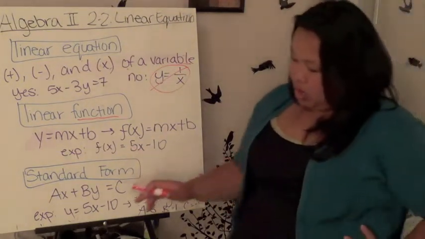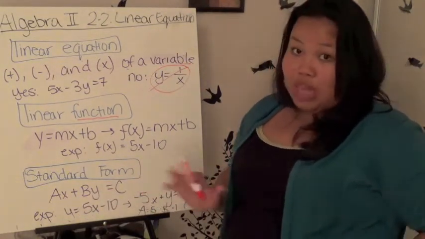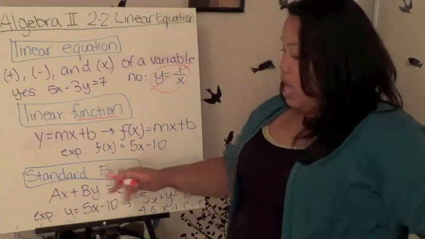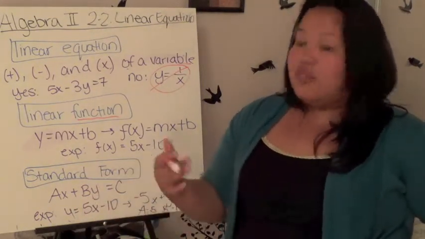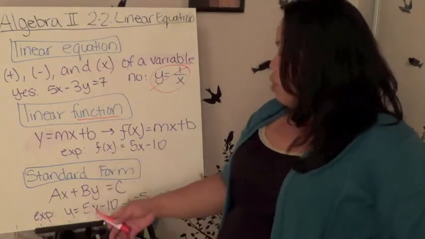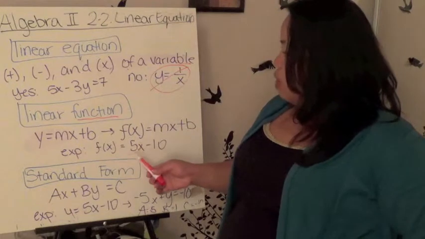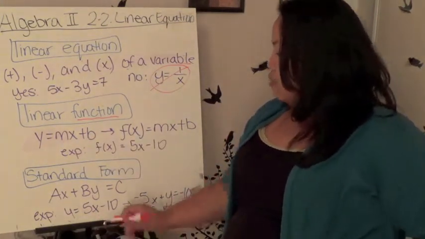Standard form looks more like this. The x comes first, then the y, and then the c, the one without a variable on the other side. A is the number in front of x. It's not the number including x, the number in front of x. And b is the number in front of y. So an example, if I took this equation and put it back into normal terms, so y equals 5x minus 10. Sorry, this is a y.